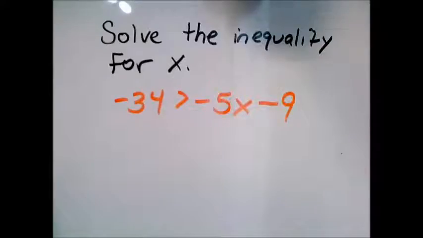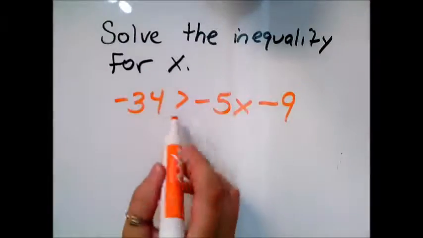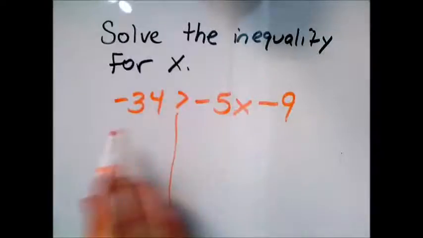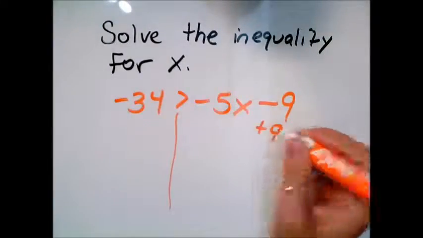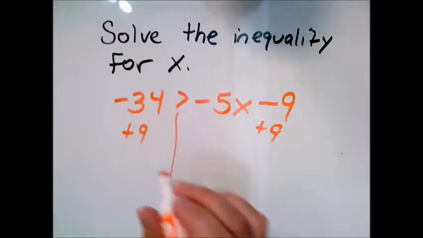Here I'm going to look at solving another inequality. So we want to get x by itself. Same steps we would do if it was an equal sign. Sometimes it helps to just kind of visually separate the left and right hand side for yourself. So if I do something like add 9 on the right, I have to add 9 on the left.